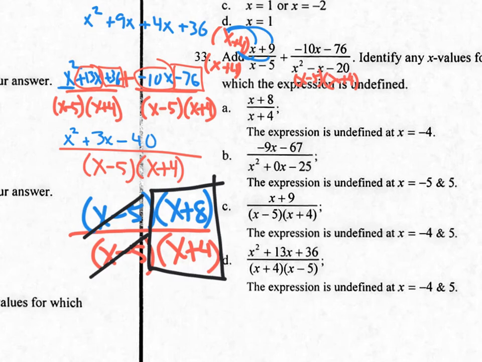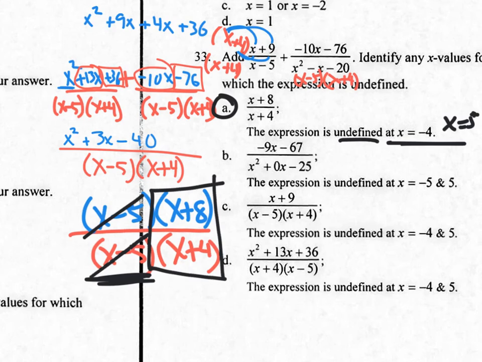So we know that the correct answer is A. However, I believe there's a typo because it says undefined at x equals 4, and it should also be undefined at x equals 5. So I believe that's a typo. It should also have an x equals 5 right there on the undefined values. So -4 and 5 are the undefined values.